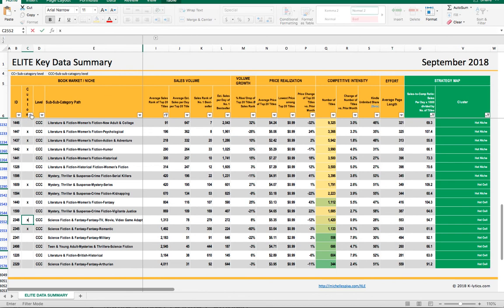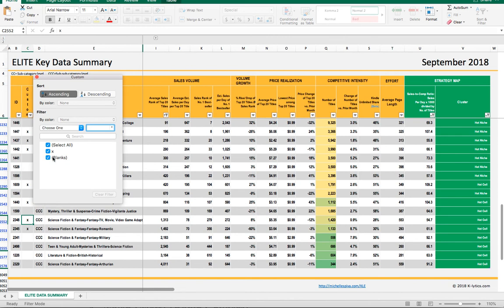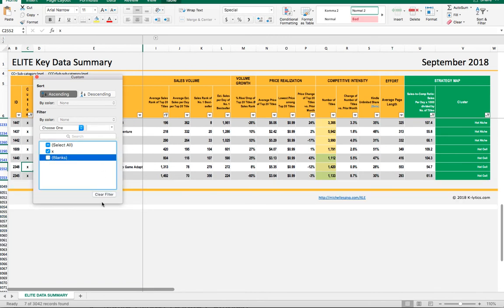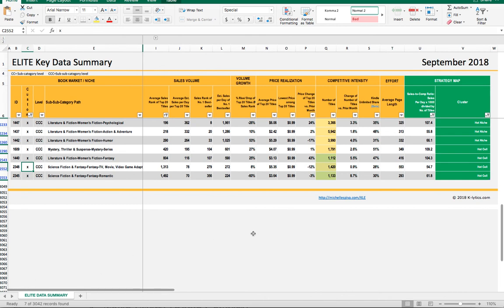So the next thing I do is I filter out everything else that I don't want to see. And boom, there I have it. And so now I am down to just 7 titles. Once I have my 7 titles, the next thing I look at is what is my hot sell and what is my hot niche, because those are going to be the first ones that I look for opportunity. So I know that from mystery, thriller, suspense series on down, those are going to be good to go.